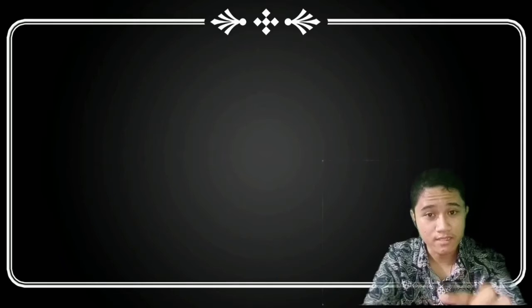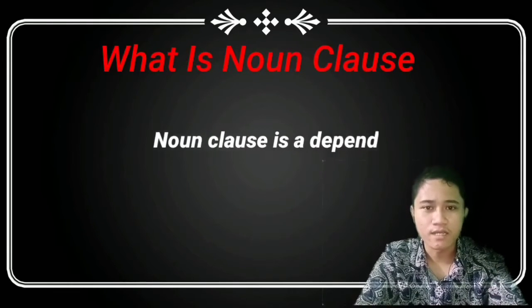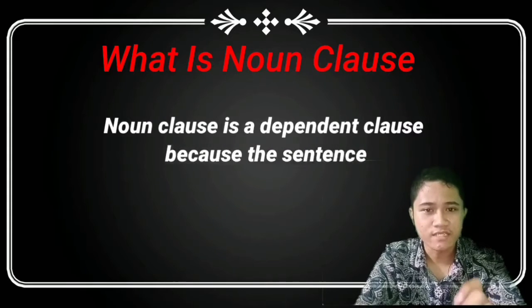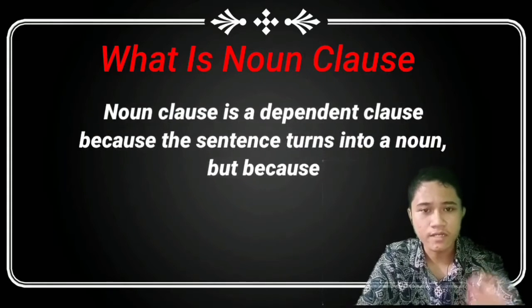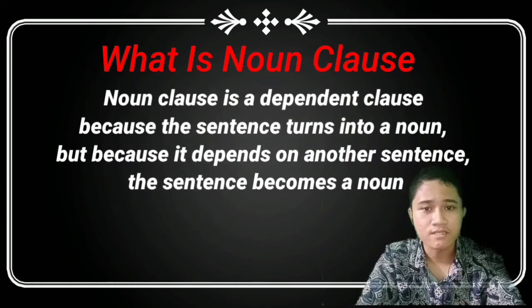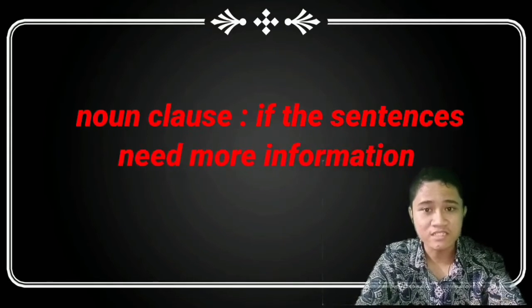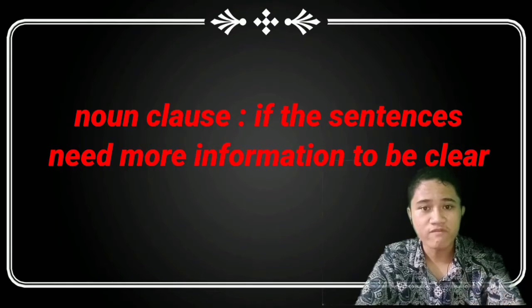So what is noun clause? Okay, I will explain a little about noun clause. So what is noun clause? Noun clause is a dependent clause because the sentence turns into a noun, but because it depends on another sentence, the sentence becomes a noun. And noun clause is needed if a sentence requires more information to be clear.